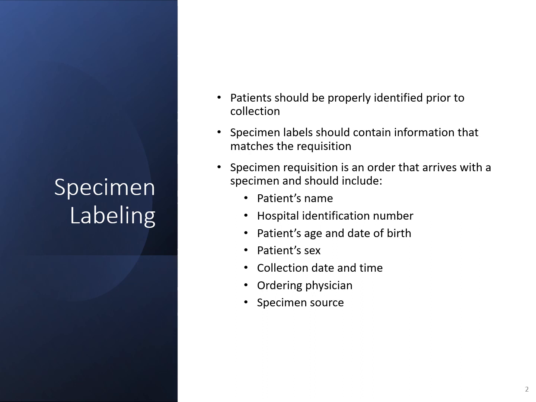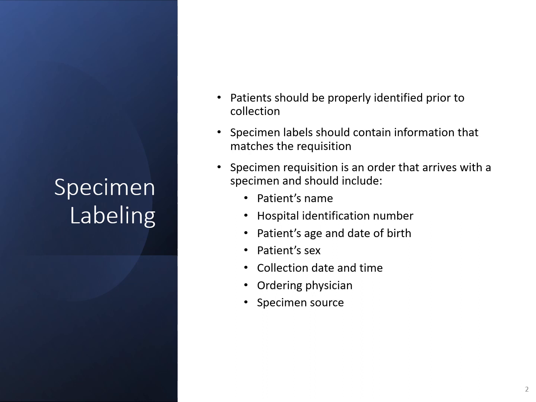So whether it's a paper requisition or an order in the computer, the information on the collection container should match that order and requisition. So for example, if the patient's name is spelled one particular way on the requisition, then it should also be spelled the same on the patient's sample. And sometimes you can have issues where a patient may go by a nickname, and so it may be written on the sample with the patient's nickname versus the given name. So those are things that need to be double checked by the person that is collecting and labeling the sample.